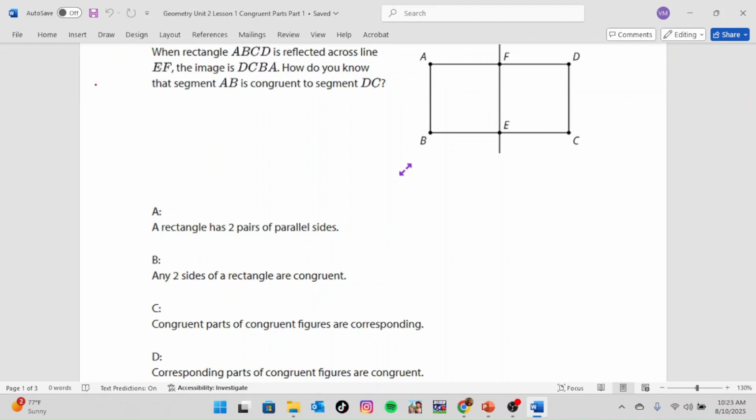When rectangle ABCD is reflected across line EF, the image is DCBA. How do you know that segment AB is congruent to segment DC? So they're talking about taking this rectangle and reflecting the entire thing across that center line EF. So if we do that, we're going to get an image that looks like pretty much the same thing.